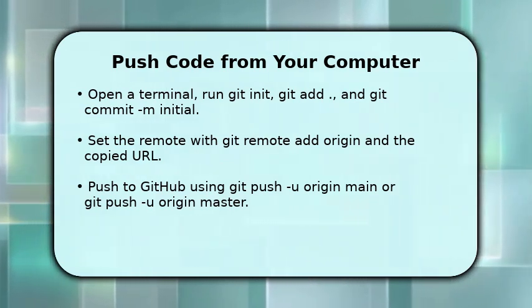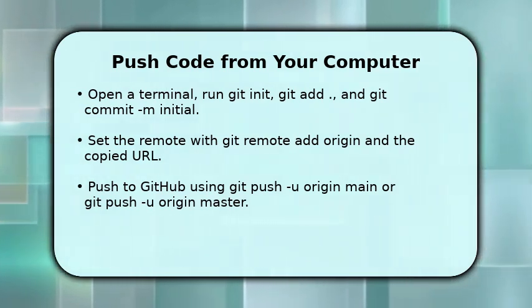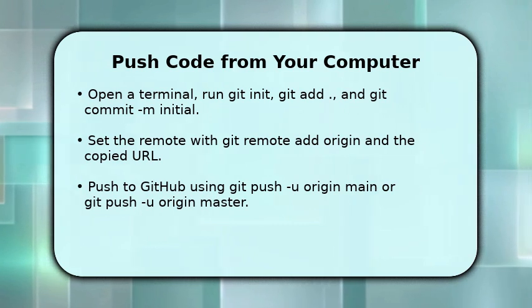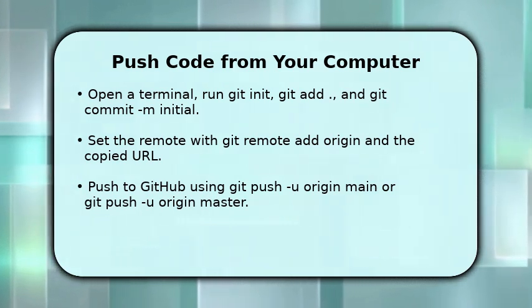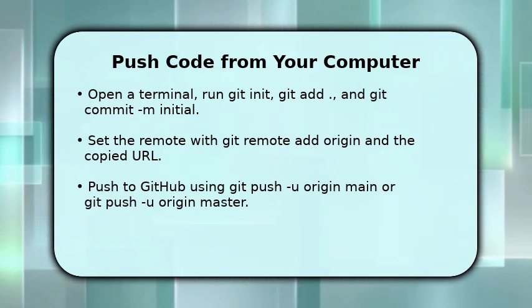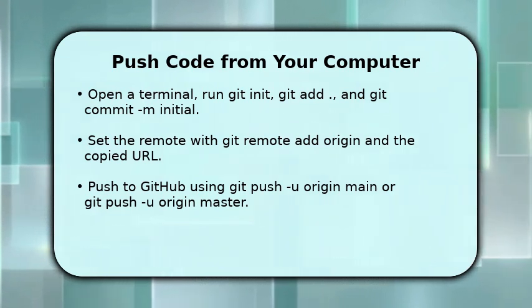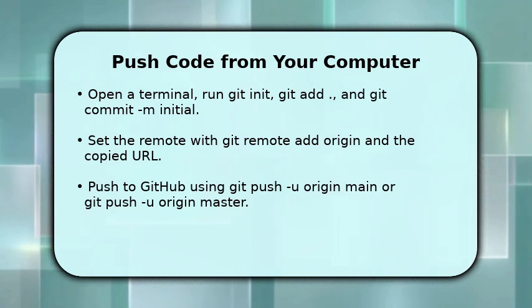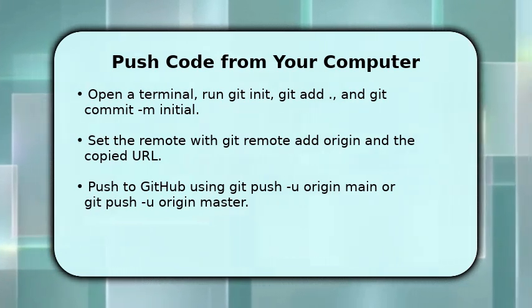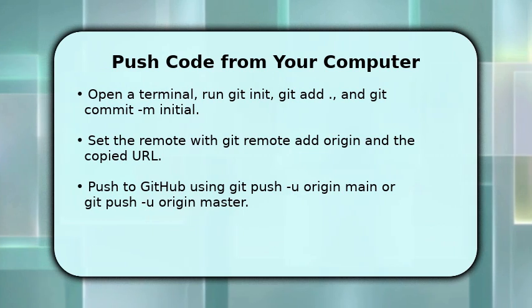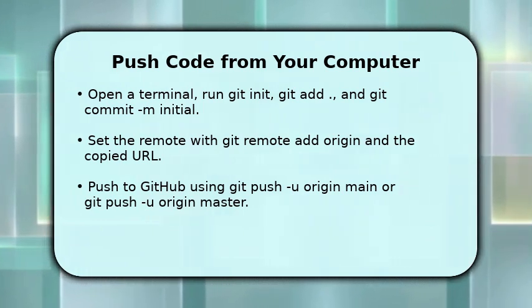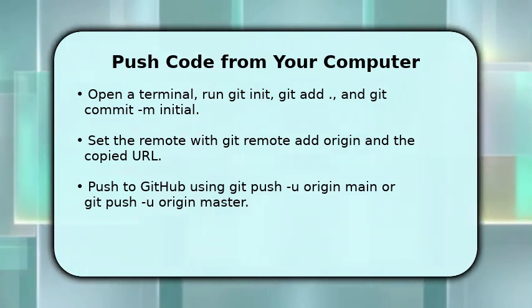Stage your files with git add, and make the first commit with git commit -m "initial commit". Add the remote by running git remote add origin and paste the copied repository URL. Confirm your branch name, main or master, and then push using git push -u origin main to upload your code to GitHub. Verify the files appear on the repository page online.